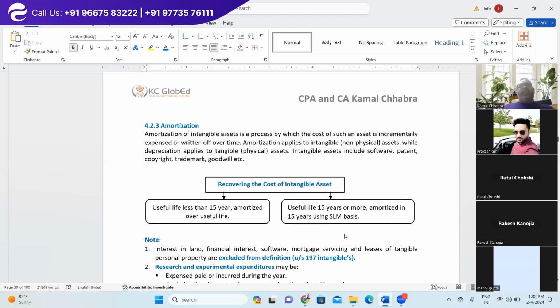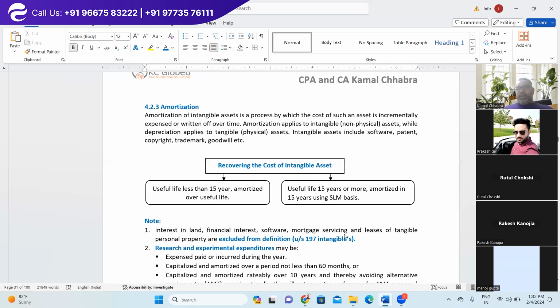So we are done with the depreciation topic. The next topic is amortization. Amortization is on what? Intangible assets. So first, look at the definition.